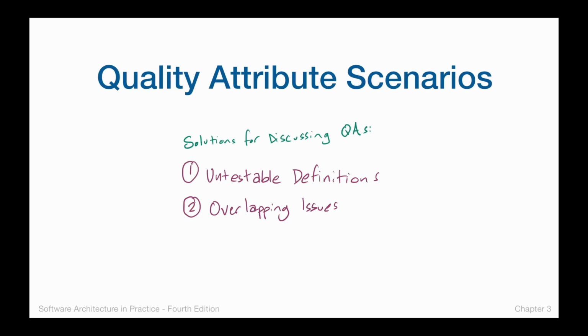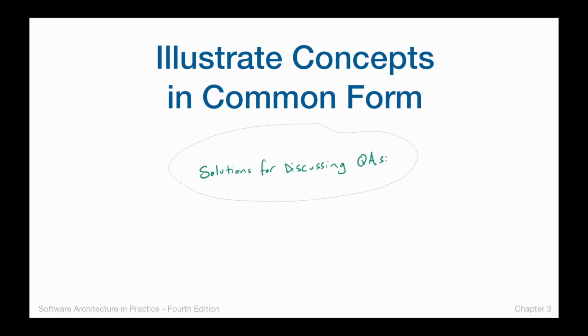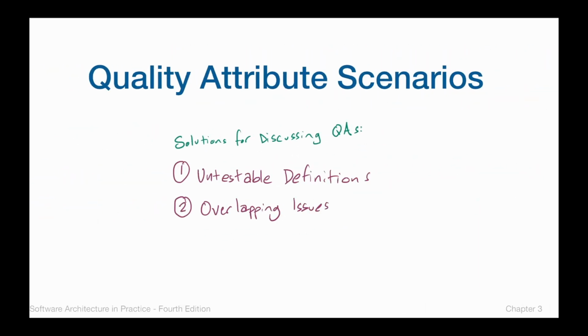So they can include attributes that describe some property at the system runtime, usually. So availability, performance, usability, things that happen during runtime. We also have a solution for discussing quality attributes for our third problem.